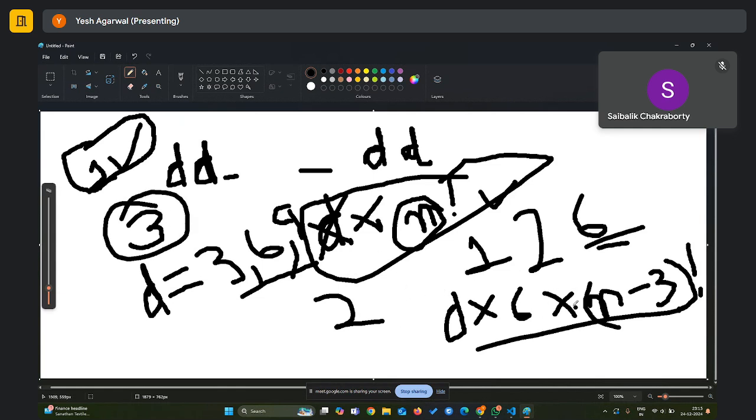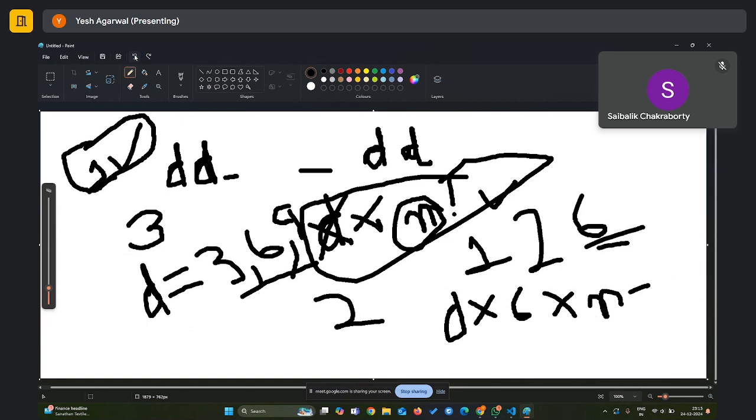So we will just be checking if n is greater than or equal to 3. If d is not 3, 6, or 9, then n should always be greater than or equal to 3. If this is satisfied, then yes. So I guess the divisibility test for 3 is clear to everyone.